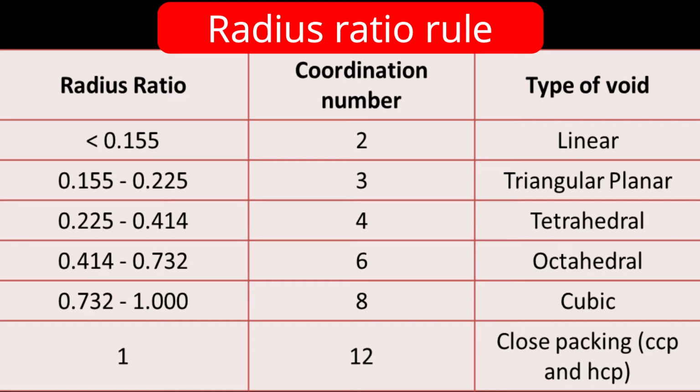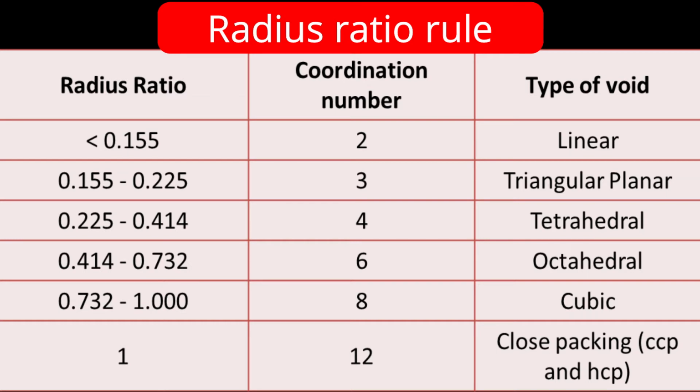If the type of void is octahedral, then the radius ratio should be 0.414 to 0.732 and coordination number 6. If the void is cubic, then the coordination number will be 8 and the radius ratio will range between 0.732 to 1.